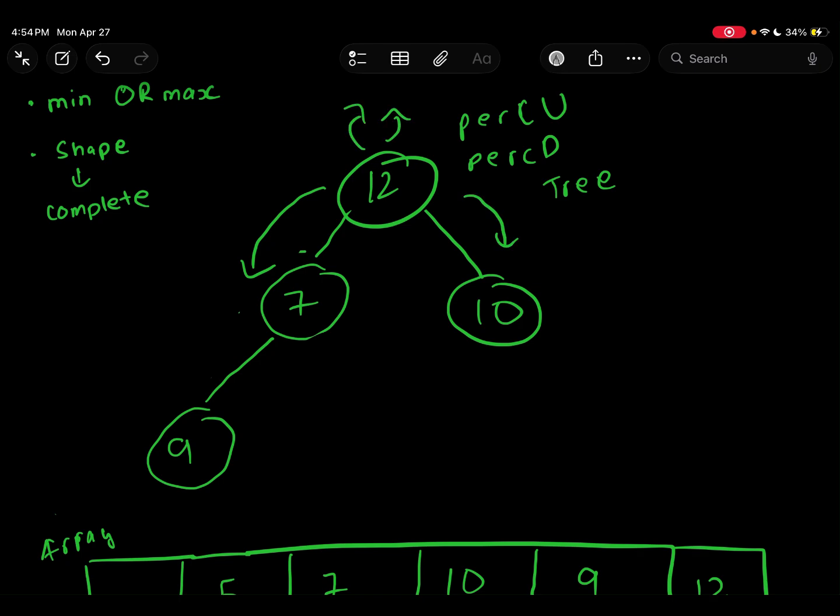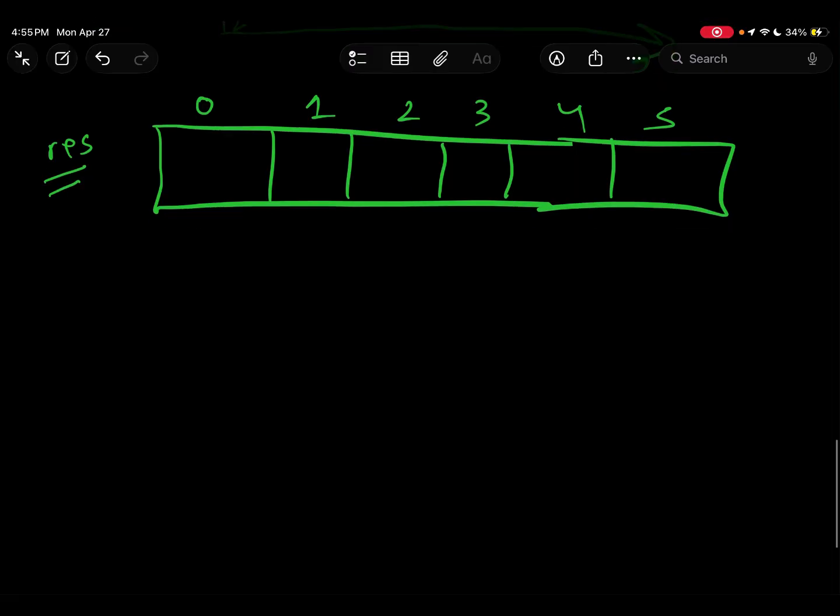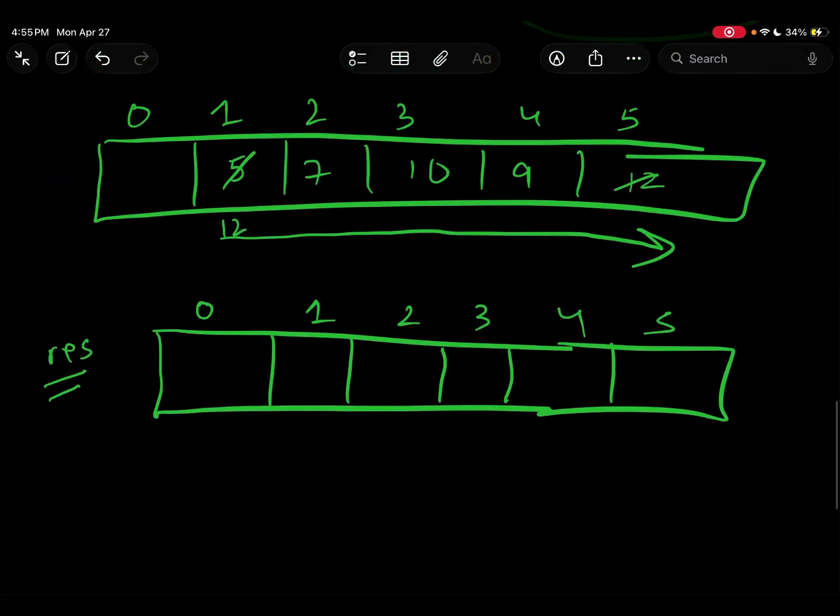So automatically it calls percolate down internally, so we don't have to worry about that. The remove min function does it automatically. So the idea is to loop through this array and at each index call remove min and store the value at this index. Now we are here, and then when we percolate down, we go to 7, right?